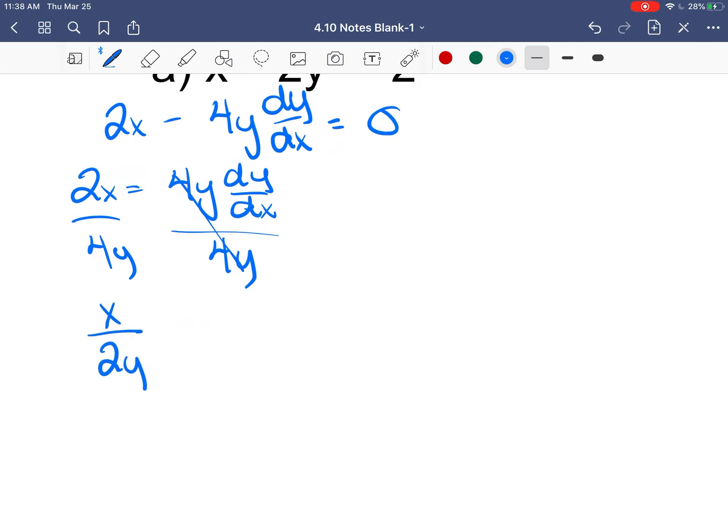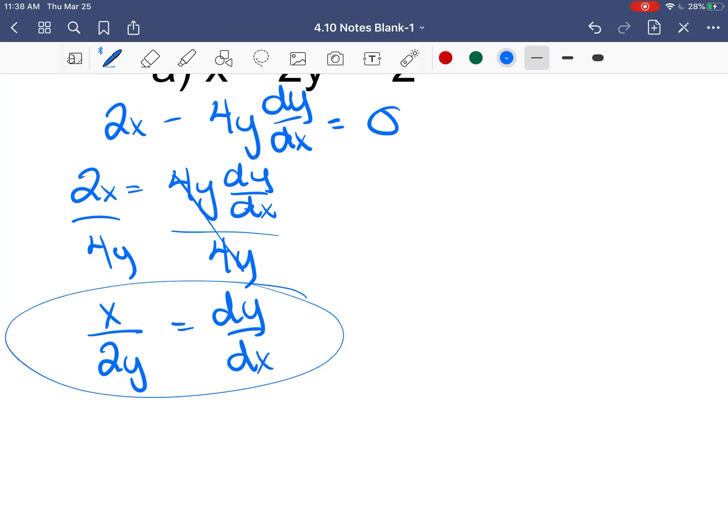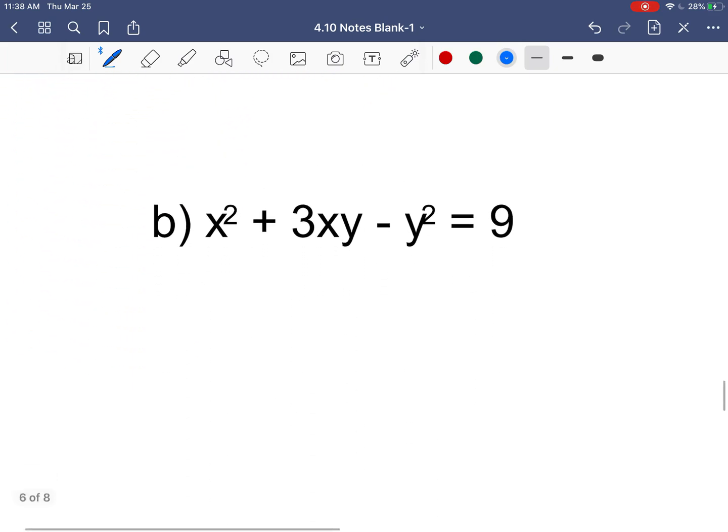This reduces to 1, and we get x over 2y is equal to dy dx. There's our derivative.